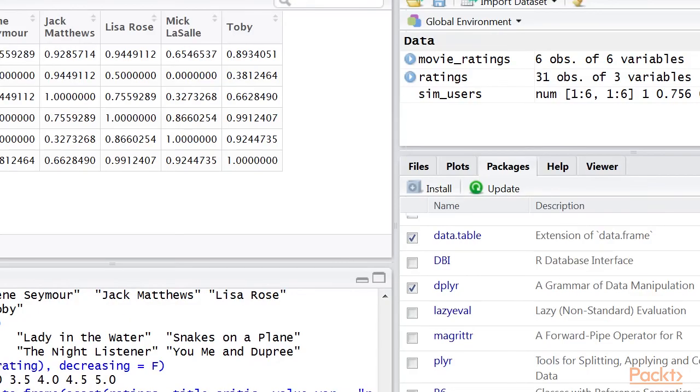Using the previous equation, we can calculate the similarity between all the reviewers as shown in the table. We observe from the table that our active user, Toby, is most similar to Lisa Rose.